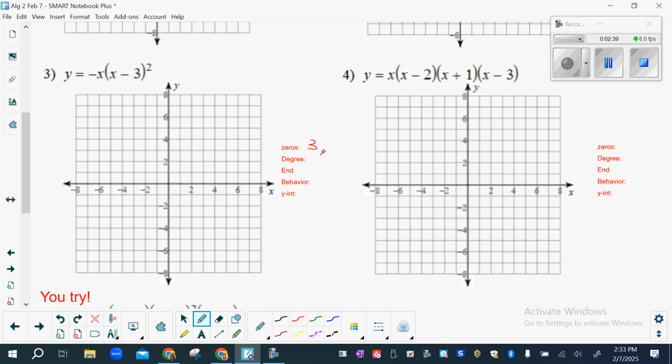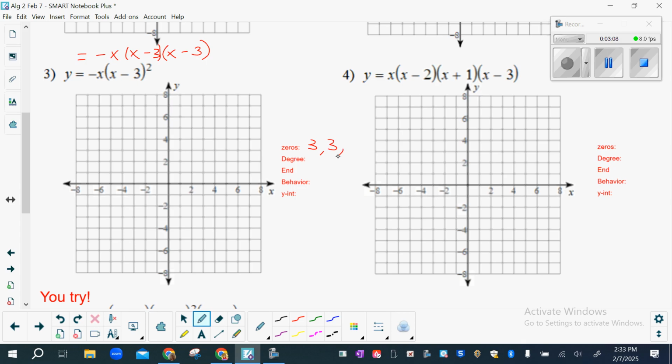So if we were setting this equal to 0, we would have negative x times x minus 3 times, is it x minus 3 squared? So x minus 3 again, right? Isn't that what that represents? So we list this 3 once or twice? Twice. It is a 0 twice.